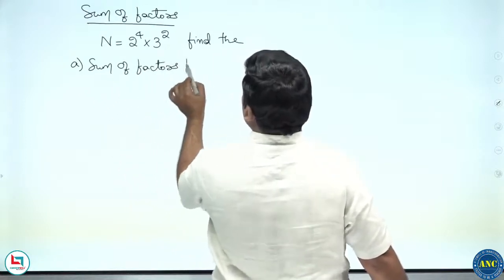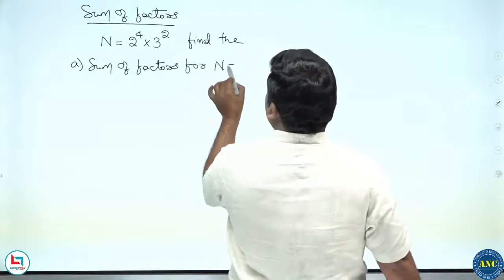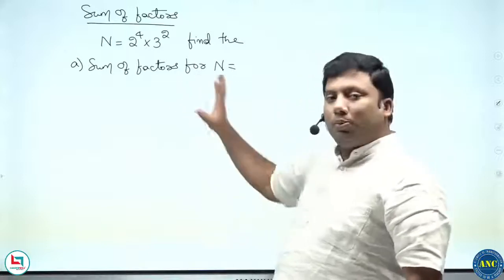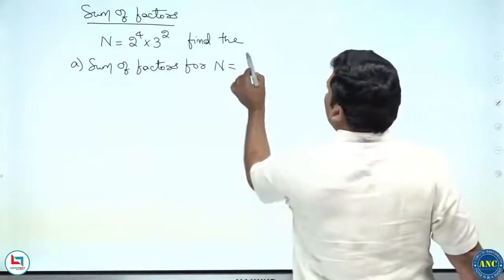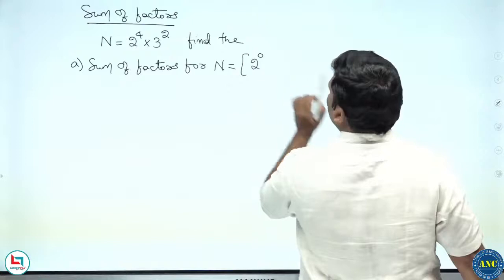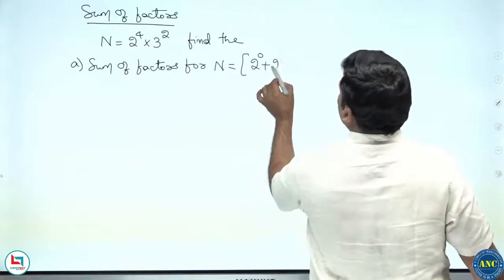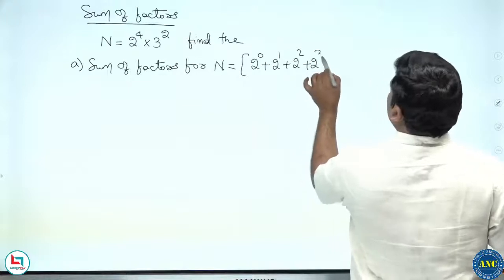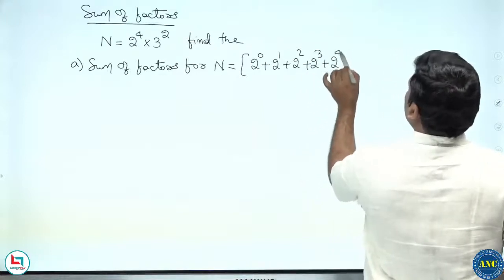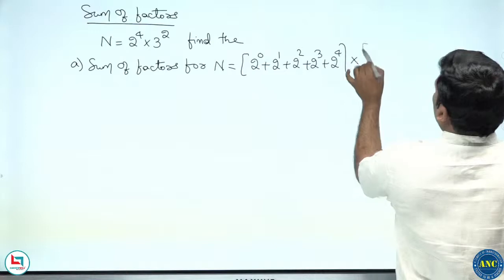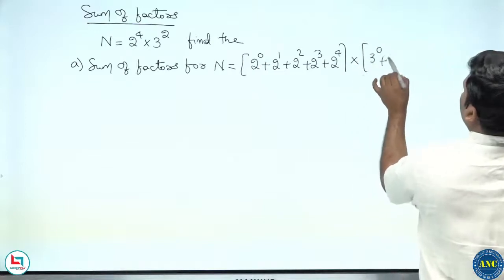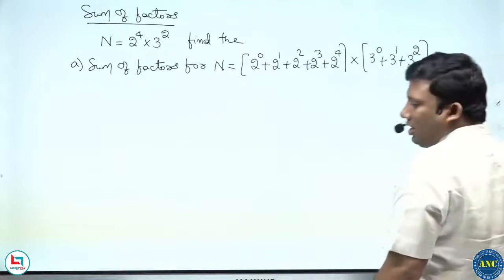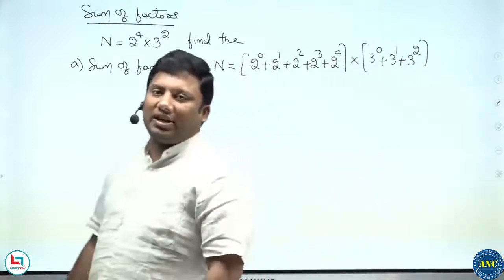How to find out the sum of the factors for n? Whatever the number that is given in the question, convert that number into prime bases. Then start with the lowest power of the first prime base, 2 power 0. Keep on adding till the power which is present in the question: 2 power 0 plus 2 power 1 plus 2 power 2 plus 2 power 3 plus 2 power 4, into, go to the next prime base, 3 power 0 plus 3 power 1 plus 3 power 2. This is how you determine the sum of the factors for n.